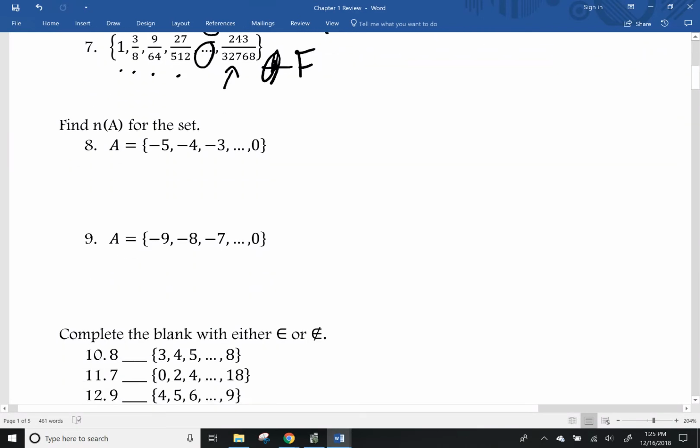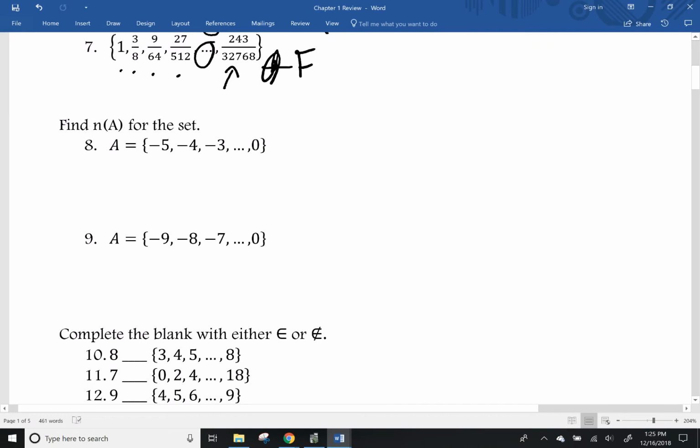n(A). This notation means number of elements in that set. A is just representing the set, so it's talking about this set in particular. I mean, they're both labeled A. But if I labeled this set B, then this would be number of elements in B. This is indicating that you're counting how many elements are in that set.